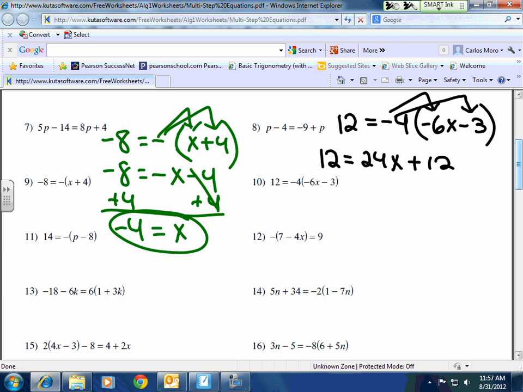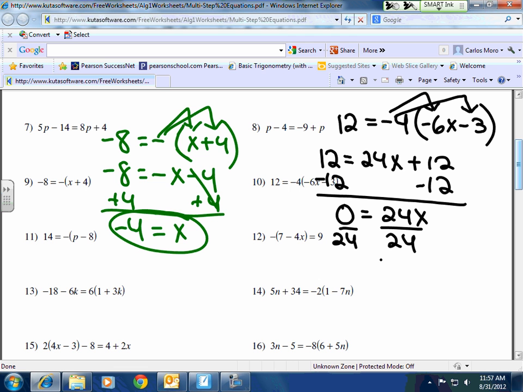I'm going to undo addition and subtraction. Since I want to get the x alone, I got to get rid of the 12 that is being added to the 24x. So I'm going to subtract 12 to both sides. That's 0 equals 24x. Be careful, that is not a no solution. Remember, in order for it to be a no solution or an identity with all real solutions, you have to cancel the x. So in this case, the relationship between 24 and x is multiplication. I cancel multiplication with division. Divide by 24. X equals 0.